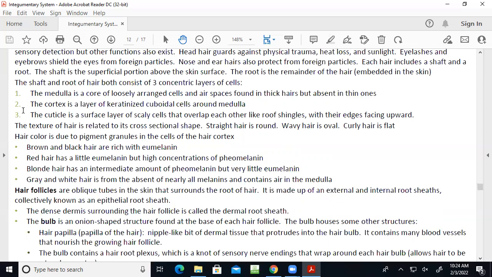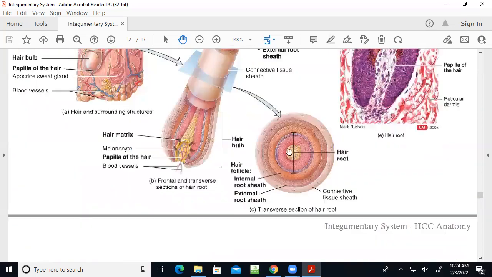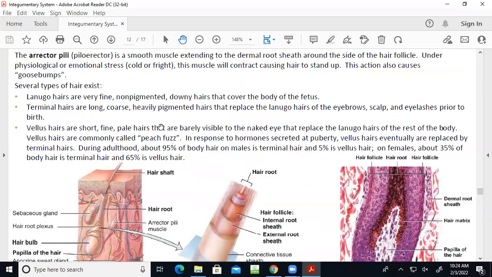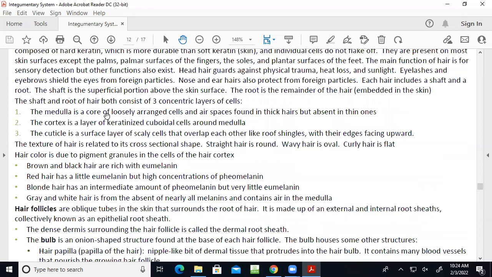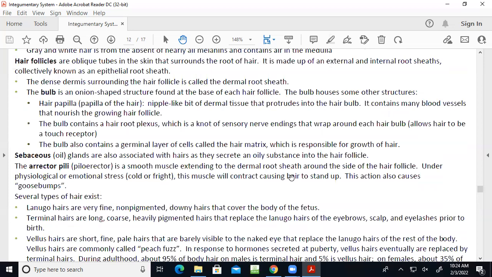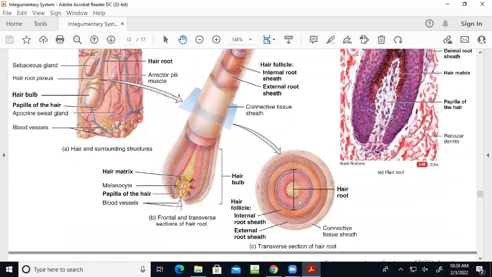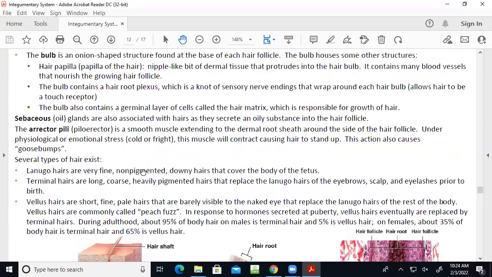In the very middle, in yellow here, would be what we call the medulla, core of loosely arranged cells and hair spaces. It's found in thicker hairs, but not going to be found in thin ones. Okay. And between the medulla and the cuticle is the cortex. That's the layer of keratinized cuboidal cells. Okay. That would be what's shown here, this reddish pink, peach color.